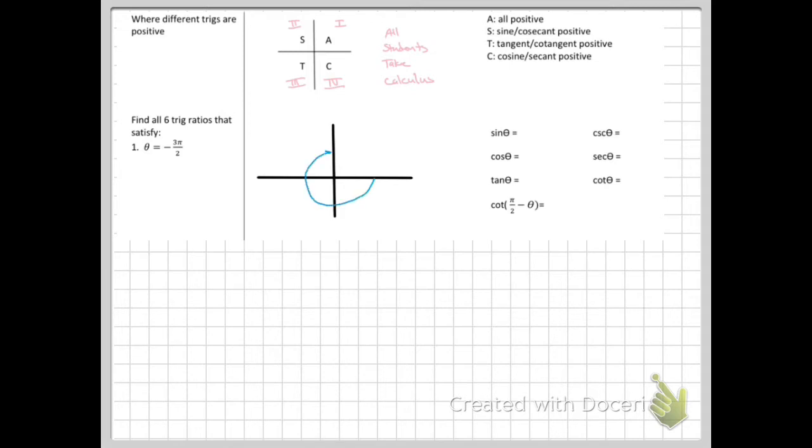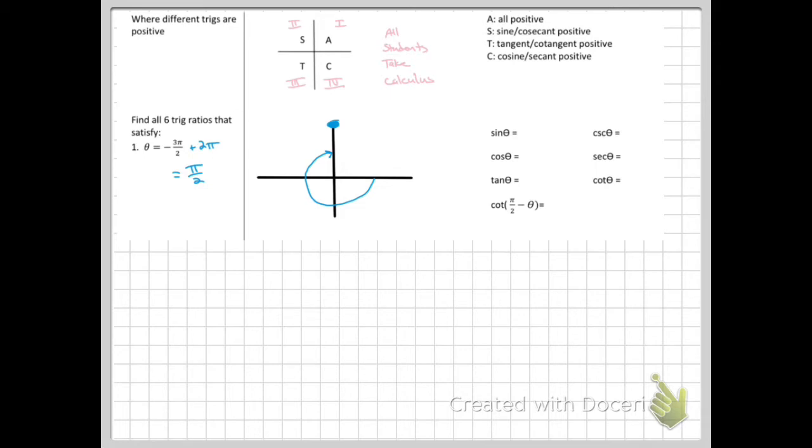Counterclockwise, 3 sets of 90. This point would represent negative 3 pi over 2. It's also the same thing as pi over 2. Maybe if you didn't like it, you should have added 2 pi to it, and then you would have gotten pi over 2 and found a coterminal angle, and that would have been the same location. So based on that spot, see how many of those you can answer.